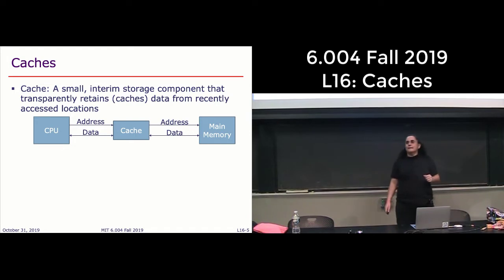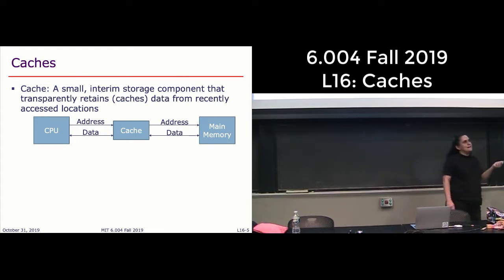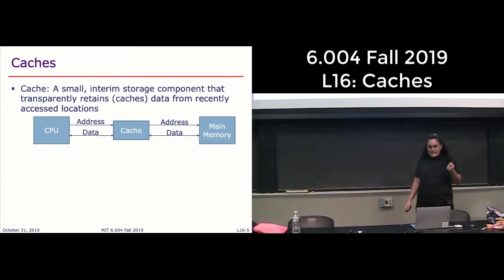So what does this cache do? This cache is a small and very fast memory, which is going to store basically locations that hopefully we need to access again in the near future. So what does that look like? Suppose that I have an address that the CPU is asking for. The first thing it's going to do is it's going to check, is that location in my cache?